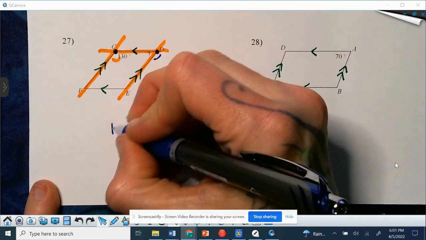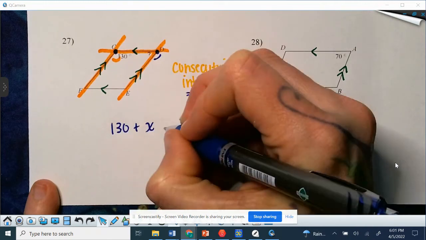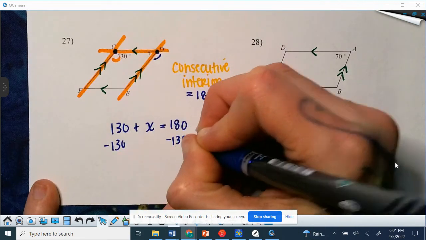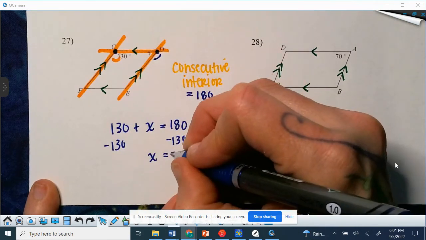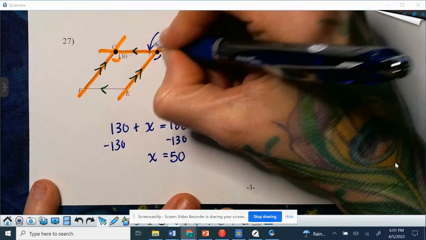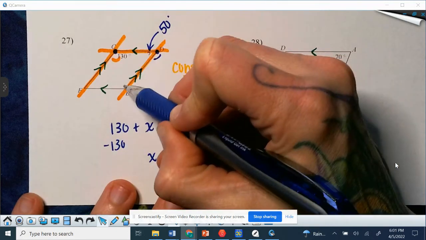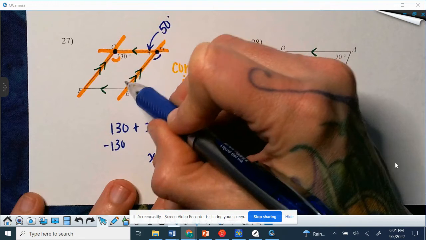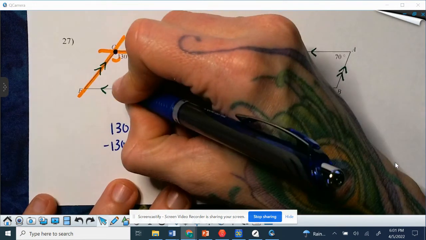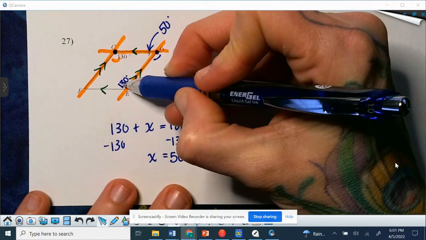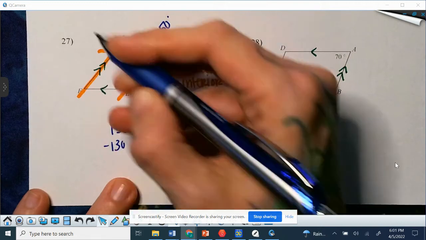So that means 130 plus whatever our angle is equal to 180. So I'm going to subtract 130 from both sides, and x is going to equal 50. So this angle is 50 degrees because it is adjacent or consecutive interior to the 130. And if I have those two, I can actually work all the way around. That means these two, because these two lines are parallel and these two angles are adjacent, because it's a parallelogram, I know this is 130 degrees. The other way to memorize that is opposite angles, opposite of each other, are equal. So since this is 50, this is 50.